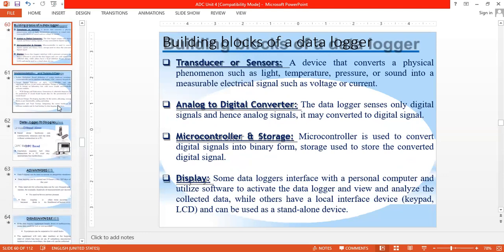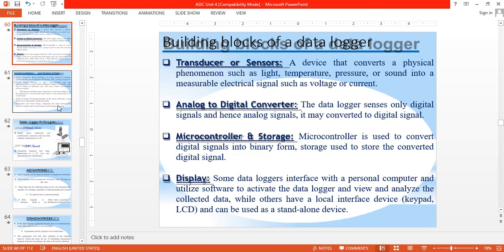So we have different building blocks of the data logger. First, the transducer and sensor, the device that converts a physical phenomenon such as light, temperature, pressure, or sound into a measurable electrical signal such as voltage or current. Then the analog to digital converter: the data logger senses only digital signals, hence the analog signal has to be converted into a digital signal. Microcontroller and storage: the microcontroller is used to convert the digital signal into binary form, and storage is used to store the converted digital signal.